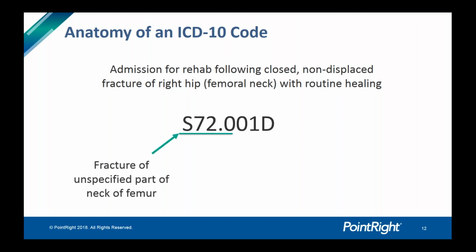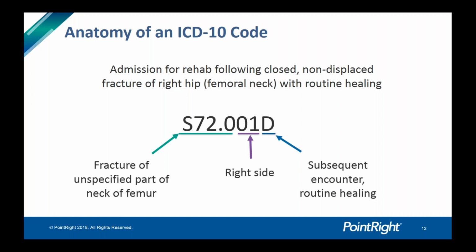So first of all, we have S72.0. That's the fracture of an unspecified part of the neck of the femur. And you can actually get a specified part if you have the diagnoses to really capture that. But in this case, unspecified should be sufficient. 01 indicates the right side. D is the subsequent encounter with routine healing. So all of these pieces together tell the story of basically that sentence that I have at the top of the screen.